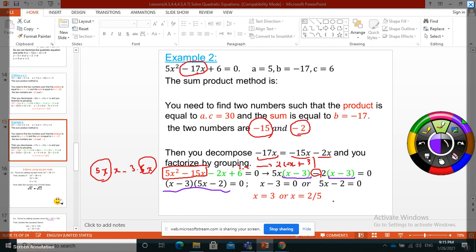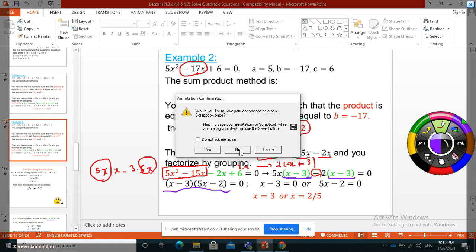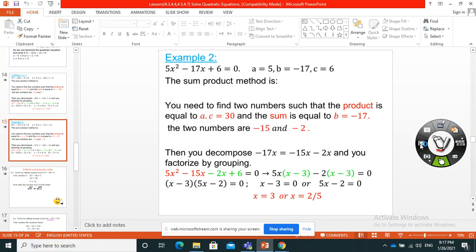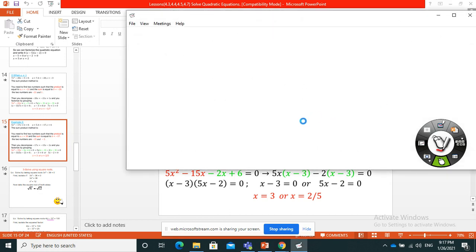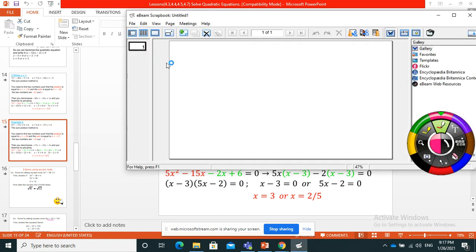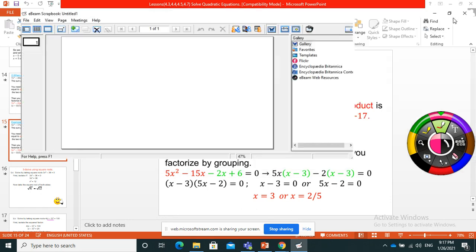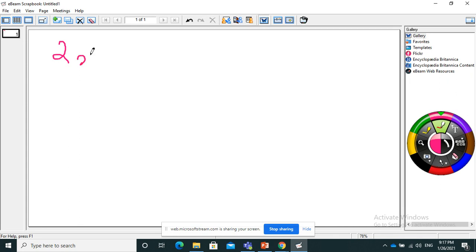I will do another example. The last example, I will do it before I will stop the video. Another example, the last one. Let's say I need to do 2x squared. This is the last example. I will do it, and then we'll do the other example during the online session.